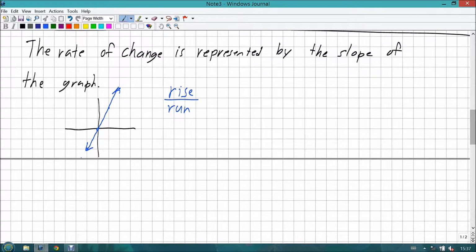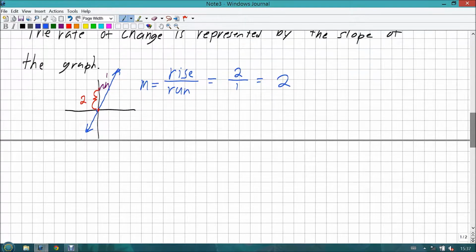We look at how much we rise from one point to another, in this case 2, and we compare that to how far we run, in this case 1. So the slope of this particular graph would be a rise of 2 over a run of 1, or a slope of 2. And of course, for slope, we use the letter m. Don't ask why, we don't know. So m represents the slope, and it is always in the format of the change in y over the change in x, or the rise over the run.